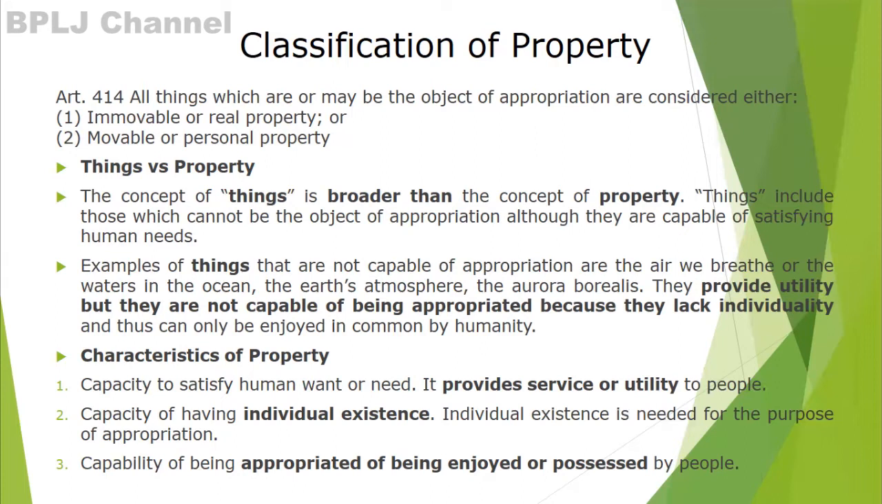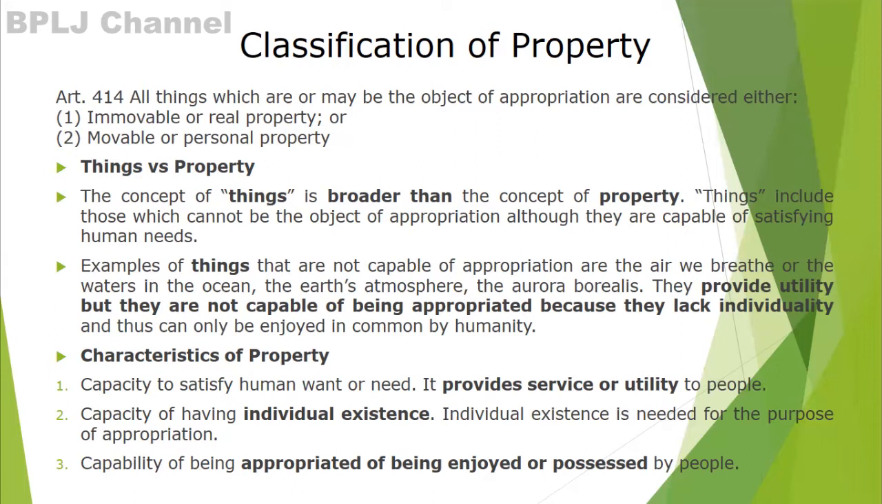Now, the second characteristic of property is the capacity of having individual existence. Individual existence is needed for the purpose of appropriation because a thing which does not have individual existence is not capable of being exclusively appropriated by any person. For example, the Earth's atmosphere, or the ocean, the open seas. Because of its broadness, it cannot be the subject of exclusive appropriation.